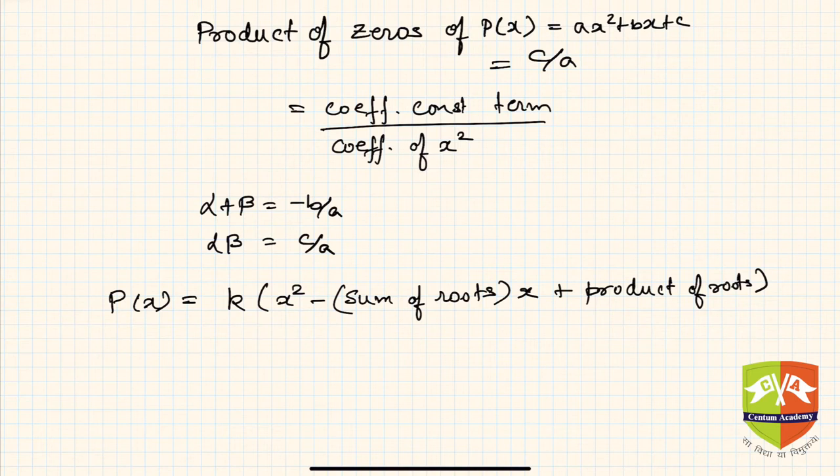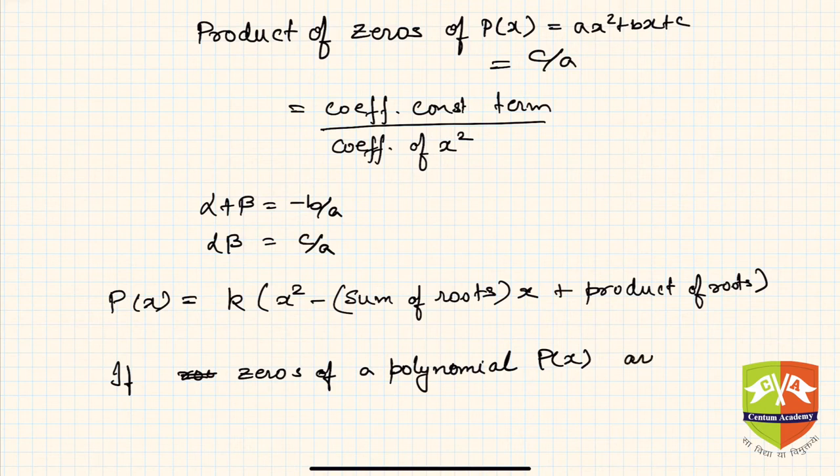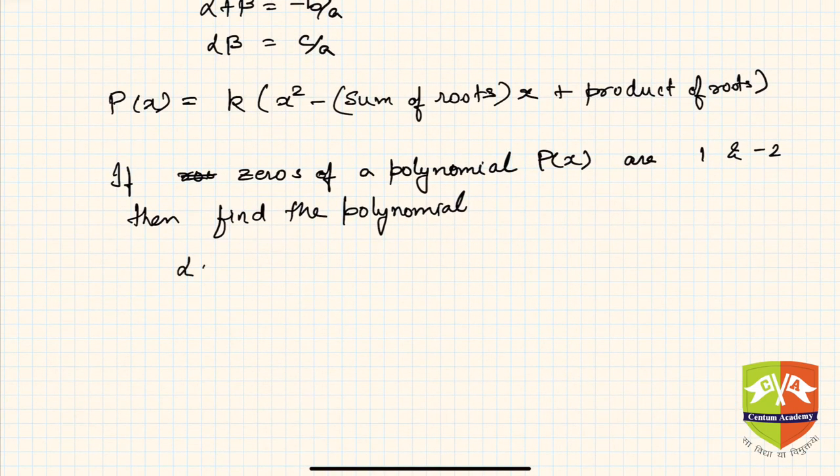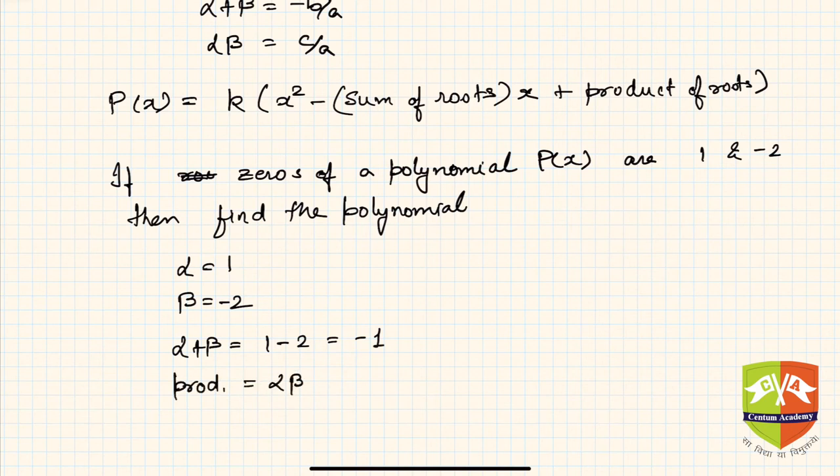So let me take an example. Let us say the zeros of a polynomial p(x) are 1 and minus 2, then find the polynomial. How do I do that? So alpha is equal to 1, beta is equal to minus 2. So I can say alpha plus beta, the sum of the roots, is 1 minus 2, which is minus 1. The product alpha beta is equal to minus 2.